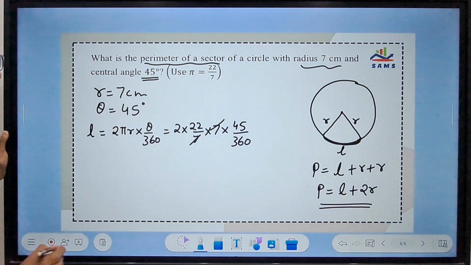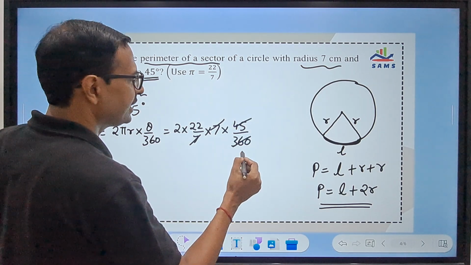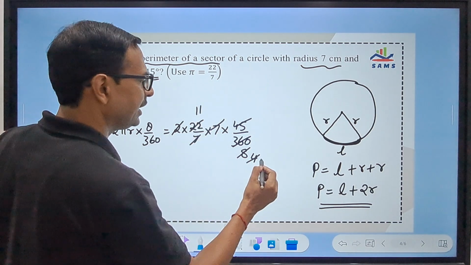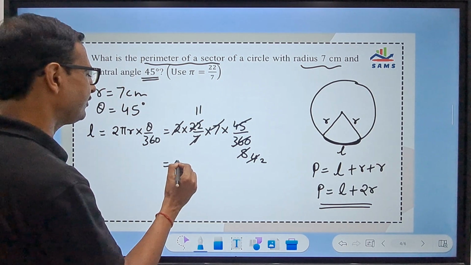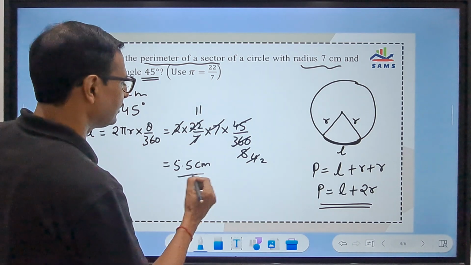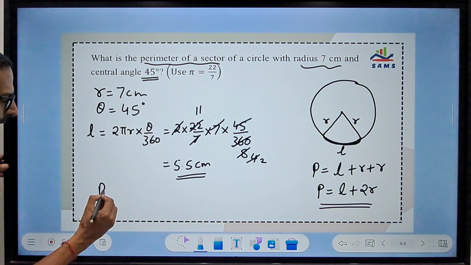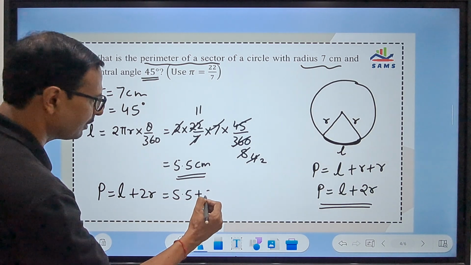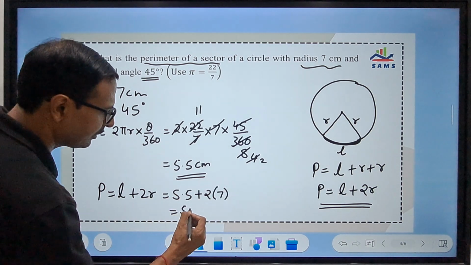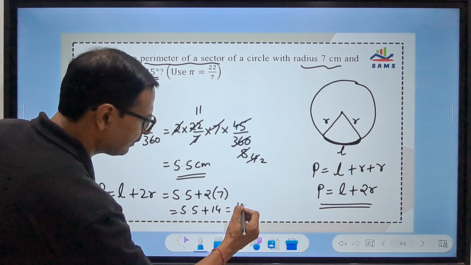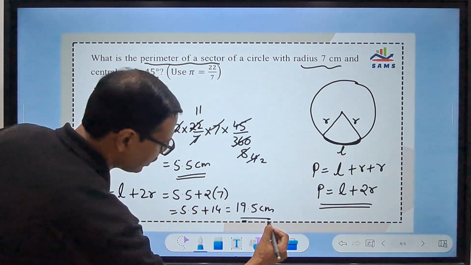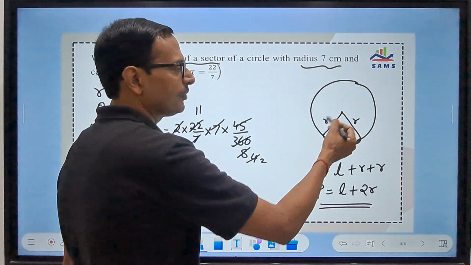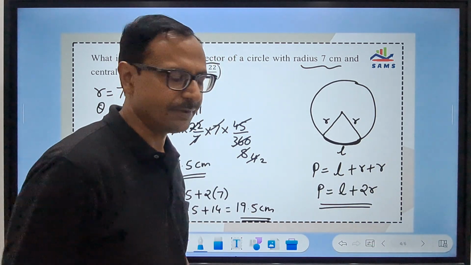So 7 cancels out, and 45 cancels this 8 times, 2 cancels this 4 times, and 11 and 2. So 11 by 2, that is 5.5 centimeter is the length of the arc. Now to find the perimeter, we know length of arc plus 2r, so that is 5.5 plus double of the radius 7, which gives me 5.5 plus 14, that is 19.5 centimeter is the perimeter of this particular sector. So length of the arc along with the 2 radii gives the perimeter of a sector.